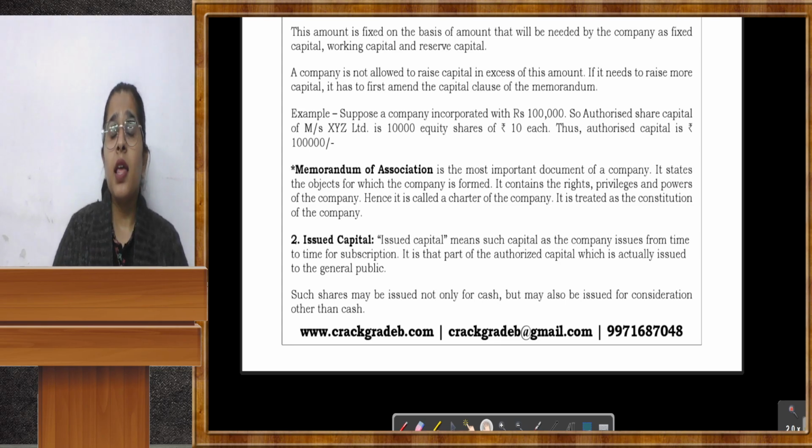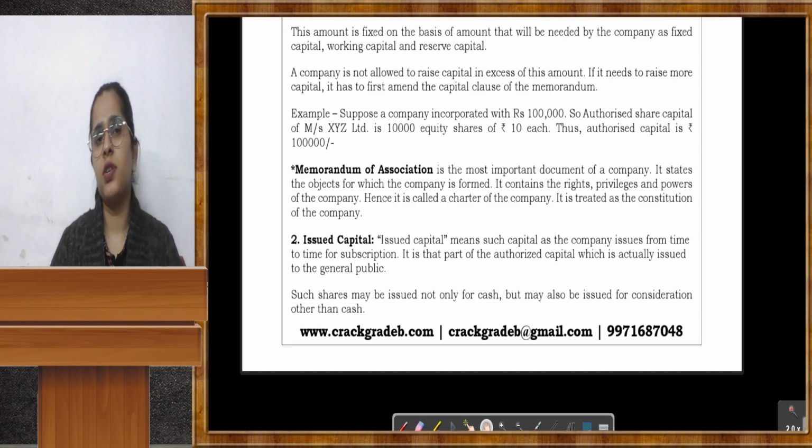So, see, there can be a situation that out of the 10,000 authorized capital, 10,000 shares, the company can say, okay, I want to issue 6,000 shares to the public. And it may so happen that the company has purchased a 1 lakh rupee machinery, but the company does not have cash to pay the vendor. So the company will say to the machinery vendor that you can take 1,000 shares from me. Okay, so this is issuing shares for consideration other than cash.